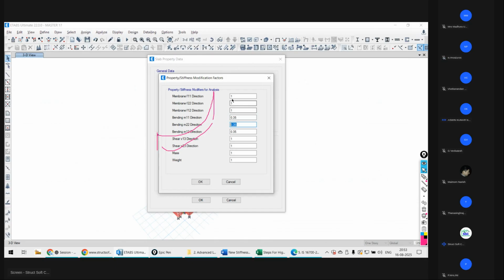Clear? So here, if suppose you want to take 0.9, some of the consultants are providing it. We can give 0.9, sir. 0.9 or 100. No issues. Your choice. So okay, don't make changes.